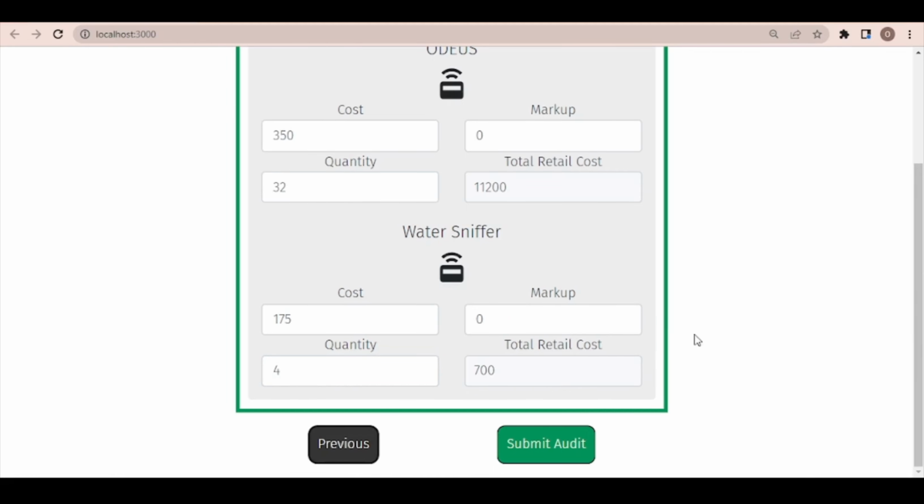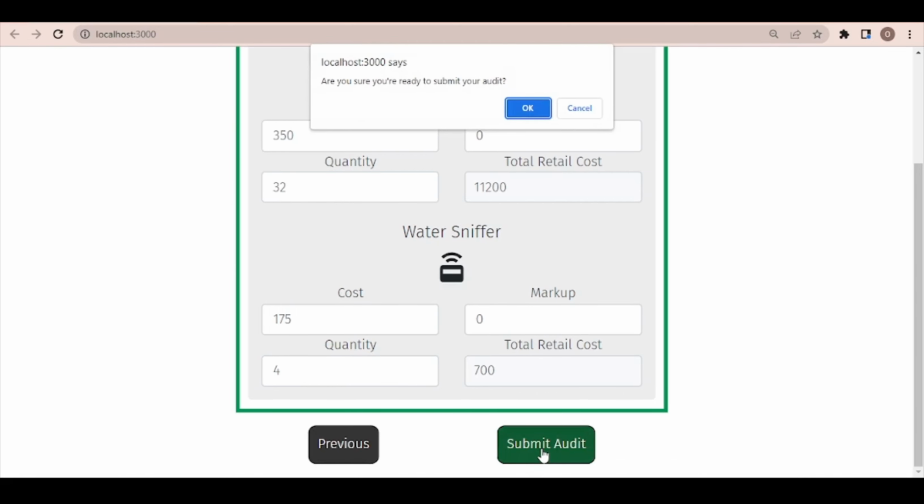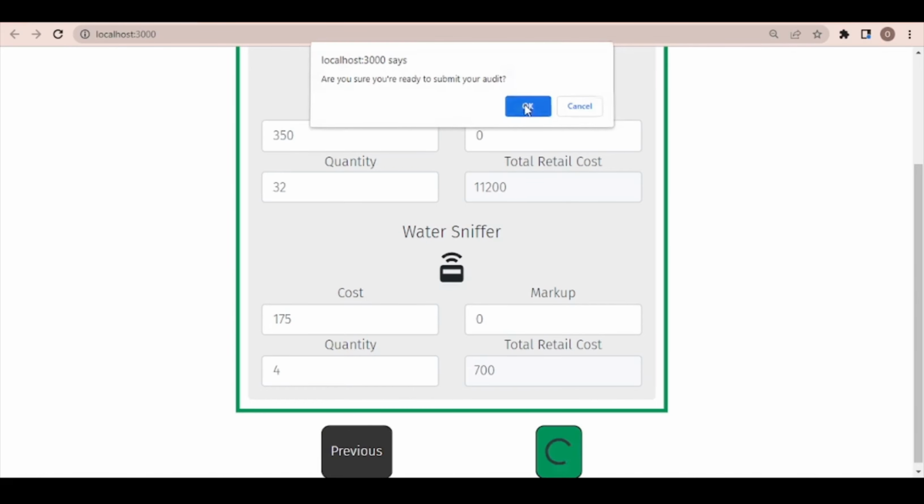Once completed, you can go back and change values as needed. Or if you're ready, you can go ahead and submit your water audit by clicking the green Submit button on the bottom.